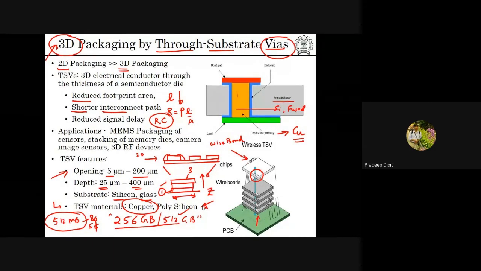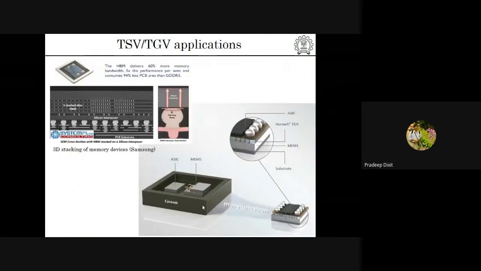So let me give you a couple of commercial examples. Those who are interested, you can just type TGV or TSV in Google and you will find plenty of results. I will only show you two results because of the time constraints. This is a famous picture from Samsung. I have mentioned to you the memory stack device. In 2005, when I bought my first one, it was 512 megabyte. And now 512 gigabyte memory is basically available in the market.